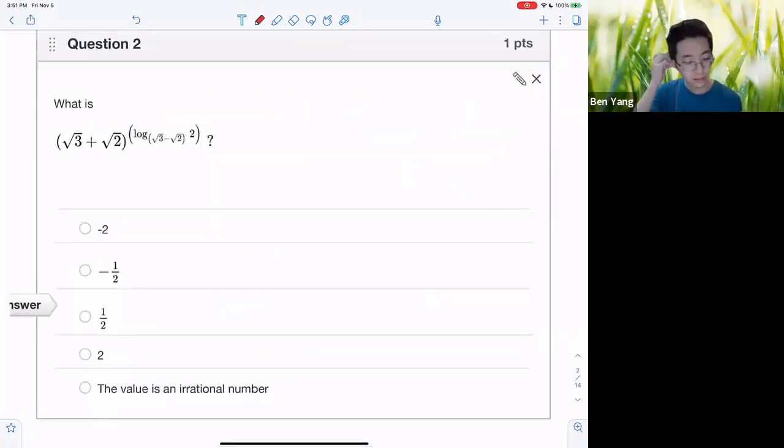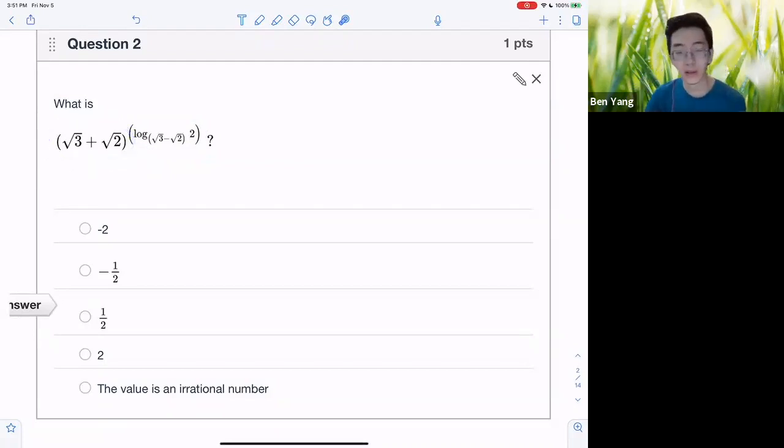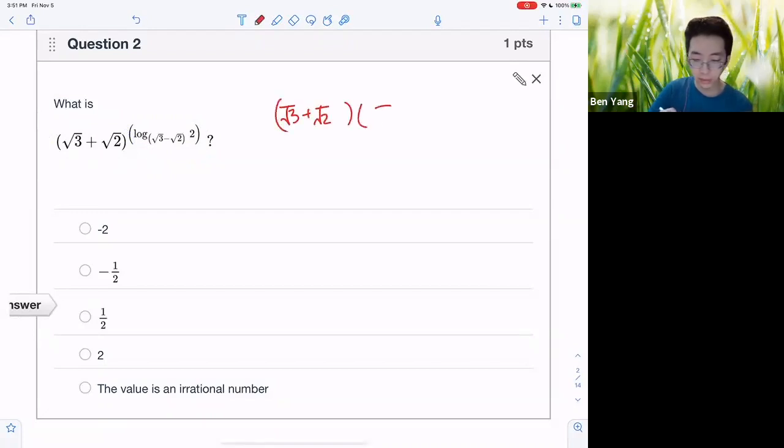What is the value of this power? Okay, so on top we have log of root 3 minus root 2 as the base. And also here we have root 3 plus root 2. So those two numbers are closely related, right? We know that root 3 plus root 2 times root 3 minus root 2 is 1.